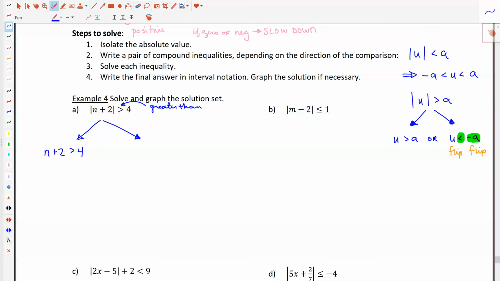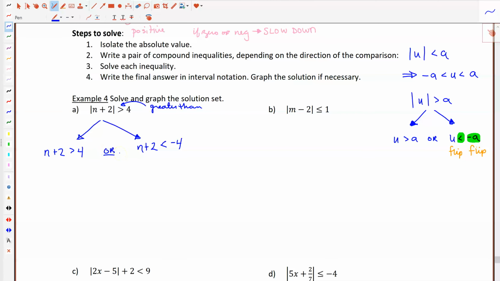Immediately set up your second case. Don't forget to write it down as part of your initial steps, because otherwise you will forget to set it up later. For my second case, what's inside the absolute value bars I don't touch, so it's n plus 2. But on the other side, I'm going to do the flip-flip. I'm going to have my inequality open up the other way, so as opposed to a greater than, it's now a less than. And the number on the other side, I'm going to record its negative. Since the number was positive 4, I'm going to record a negative 4. That's my second case. The word between these two cases is the word or.